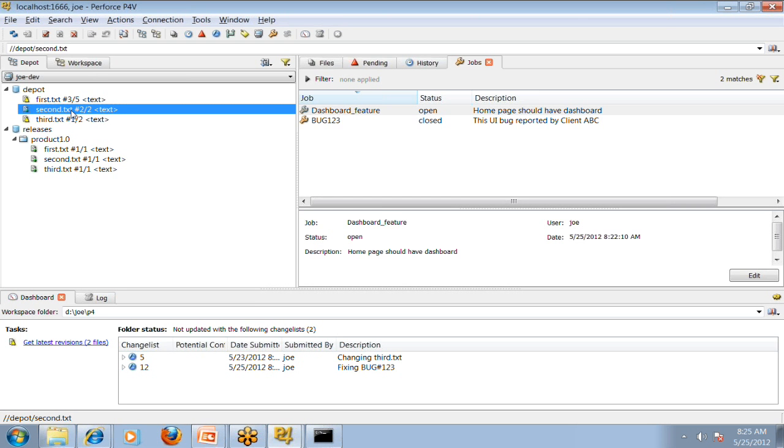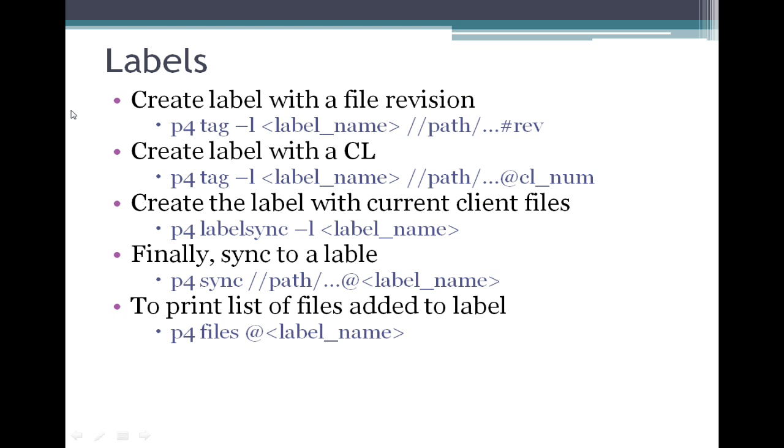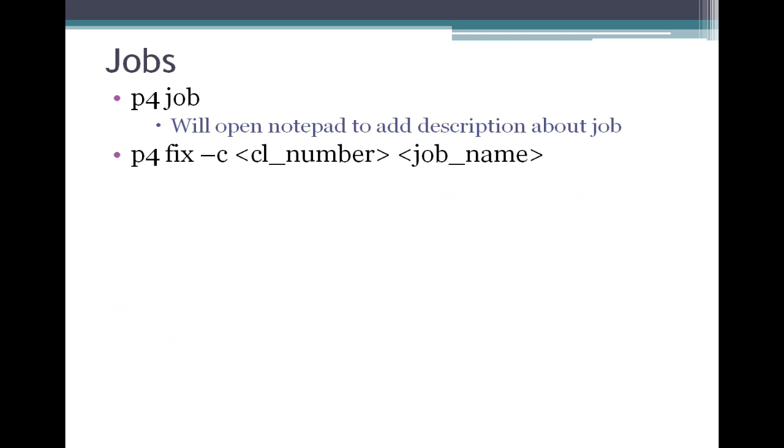So there's no need to remember what the revision of the first file is, or the revision of the second file. You just make that particular situation and save it with a particular label. That's it. Whenever you try to sync to the label, it will automatically sync to that particular state. Okay, so this is the command. Okay, so we are done.